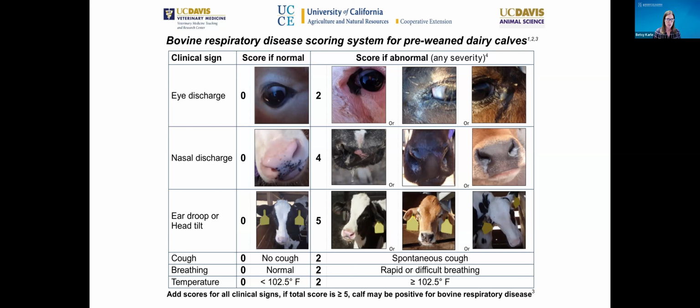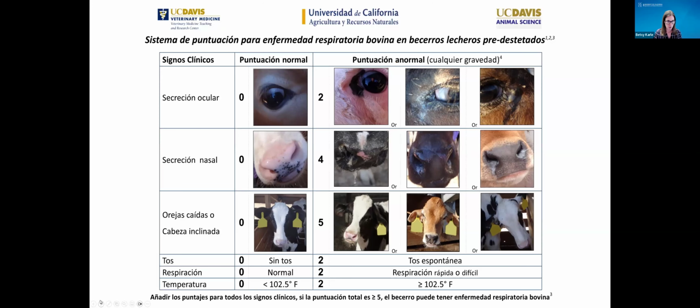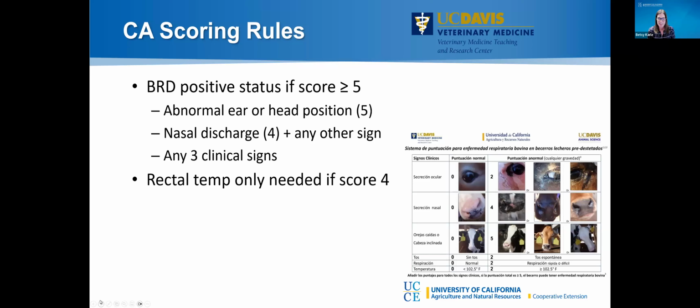And I'll go into a little bit more detail on the next slides, but just want to let you know that this visual is available and folks can feel free to contact me if this is something that you would find helpful in your work. I do also have it available in Spanish as well for easier use by many of our employees on our California farms.